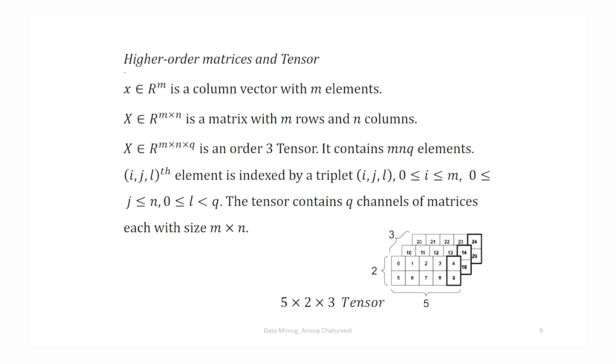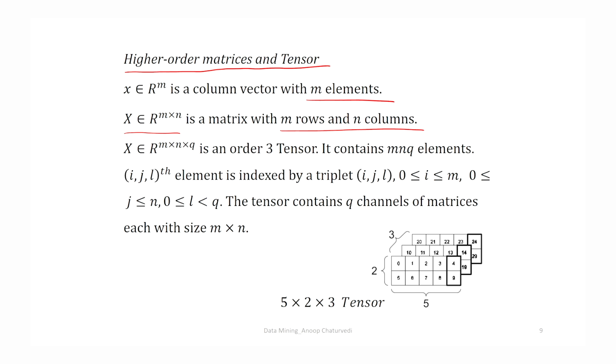Now, first we consider higher order matrices and tensors. Say X belongs to R^m. This is a column vector with m elements. So, we have discussed column vectors and matrices in one of the previous lectures. Then X belonging to R^(m×n) is a matrix of m rows and n columns.